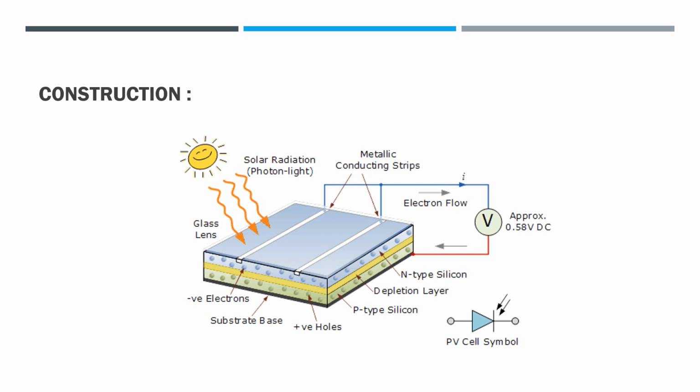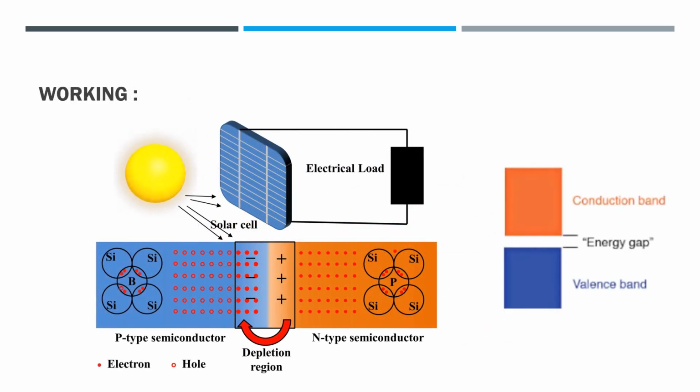Next we'll move on to the working of the solar cell. Here is a picture of the working. You can see the p-type semiconductor, the n-type semiconductor, the depletion region in between, and also the band structures. Now we'll see the working.